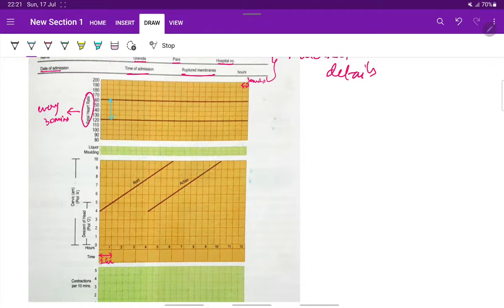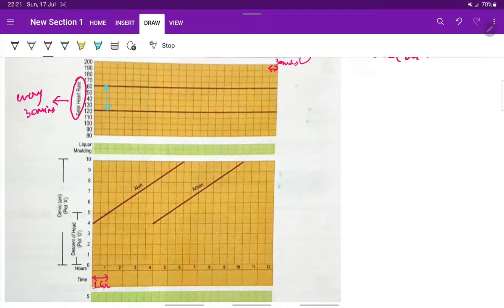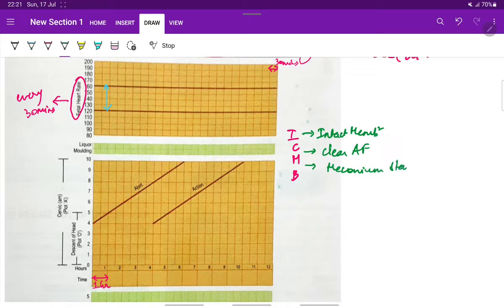Next, coming to the liquor, we see if the membranes are intact or if it is ruptured, and if it is ruptured we see the color of the amniotic fluid. So the liquor can be I, C, M or B. I means the membrane is intact, C is clear amniotic fluid, M is meconium stained, and B stands for blood stained.